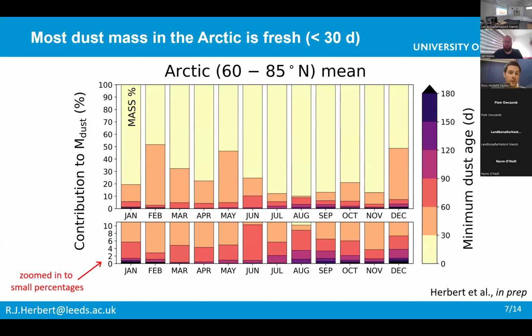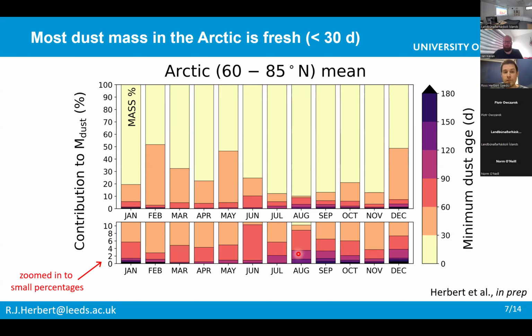So we're going to quite a few months that this dust has been in the atmosphere. So what can you see? Most of the dust mass is very fresh, or less than 30 days, so it's fallen out of the column quite quickly. In terms of these older dust masses, we have to zoom into these small percentages here to really get anything that's 1 or 2%. You can see here in August, this is maybe 120 days upwards, that's only about 2%. So most of the dust mass in the Arctic is fresh.